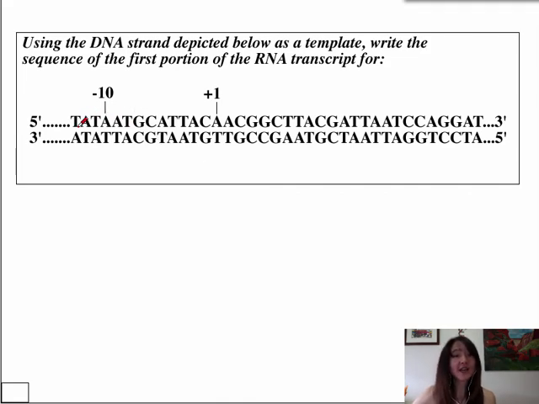Here we've got our minus 10 TATA sequence, our minus 10 promoter sequence. Further upstream, we would find our minus 35 sequence. Here's our +1 transcription start site. So we know that this is where the whole thing is going to begin. That is, the gene is going to start to be read right here. So I'm going to go ahead and draw this out.